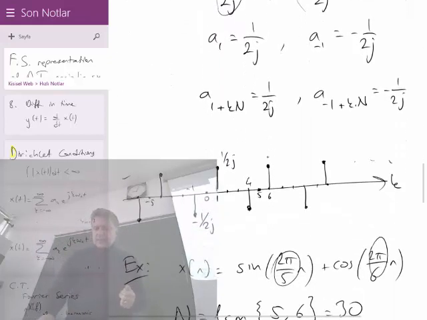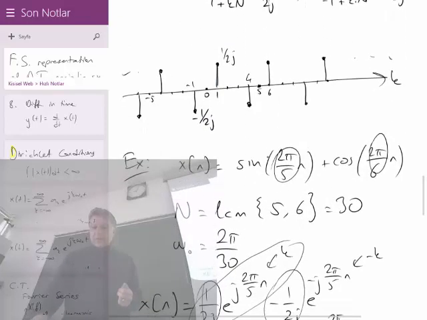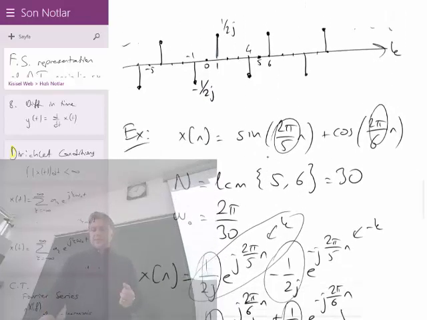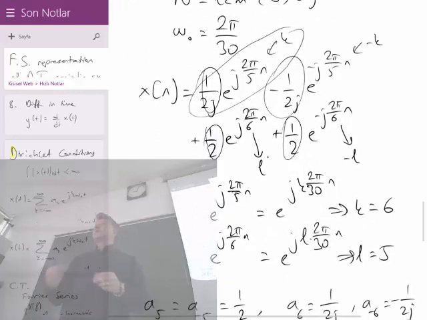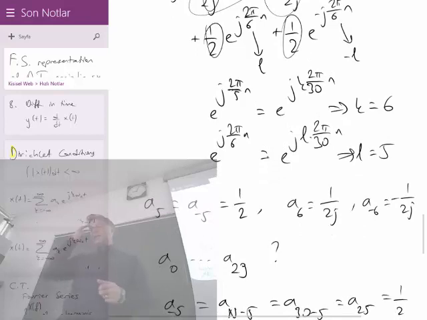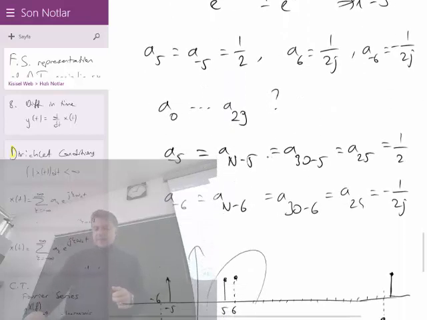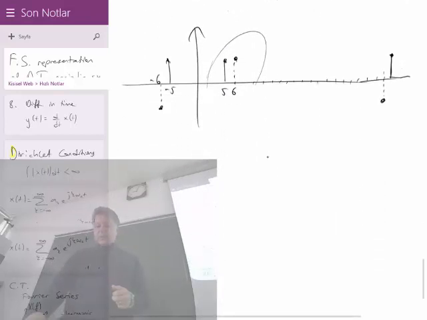Let's see another example. We have seen two examples actually where we need to find or evaluate the fundamental period and the fundamental frequency. The fundamental period or frequency is a critical concept to determine the index of the Fourier series coefficient. And k, what is that k over there? For example, in this example we found k equal to 6 and l equal to 5. So we found 4 Fourier series coefficients.